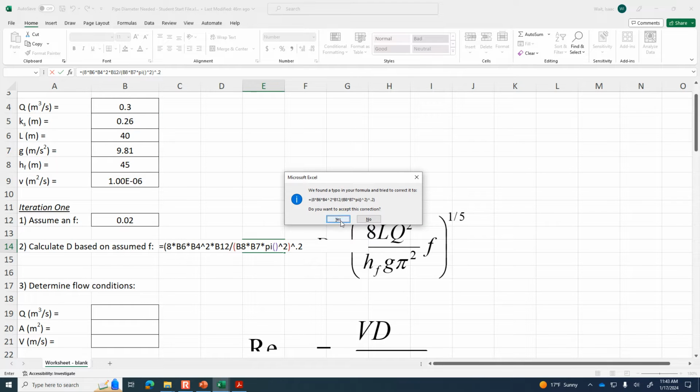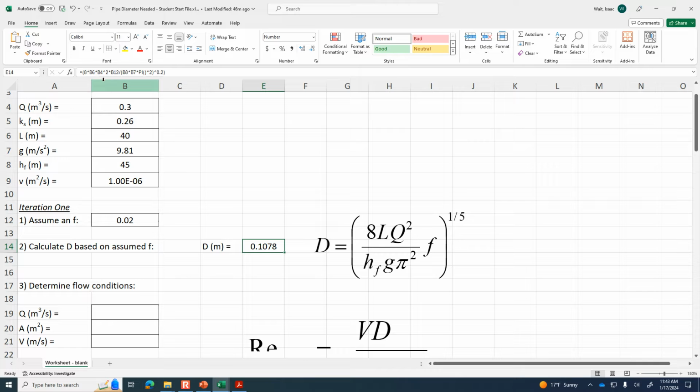Looks like I've forgotten something. Did I forget a parenthesis somewhere? I think you had extra parentheses. In any case, it seems like it's figured it out. That is the diameter that would be applicable for this guess value of F. Let me check if I had a guess value of 0.008. No, I've got an error somewhere. When in doubt, throw it out.